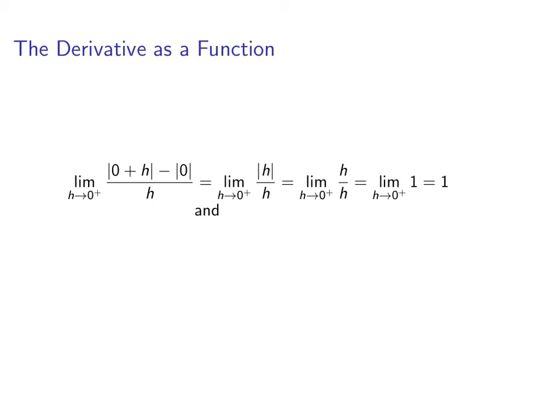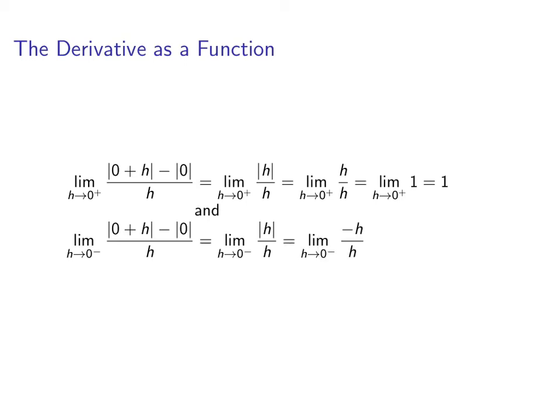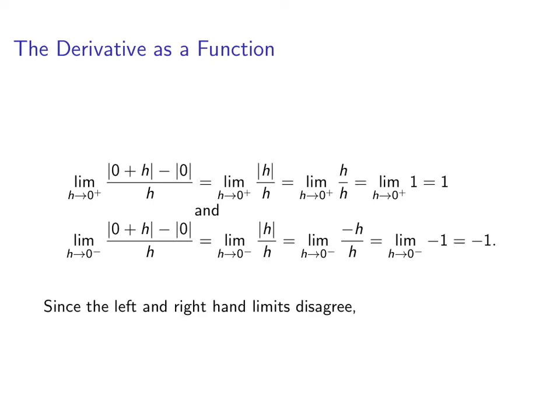Now, what happens when we take a left hand limit? So we start out the same, but now when we want to get rid of the absolute value, we end up with a negative h over h. And so now we're going to get negative 1 as an answer. So that's a right-hand limit and a left-hand limit, one of which is 1, one of which is negative 1. They do not agree, so f prime of 0 does not exist.